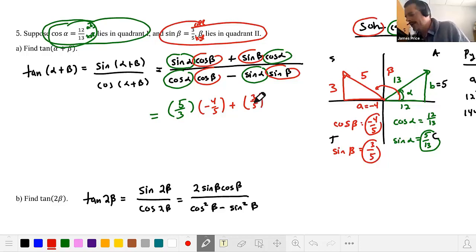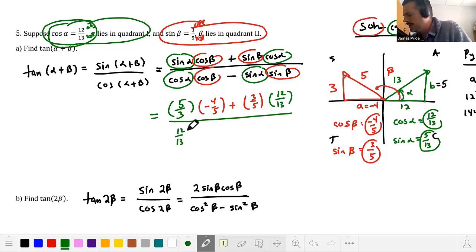And then a cosine of alpha. Well, where's cosine of alpha? That's 12 over 13. Just read it off. And then divided by, we get cosine of alpha again, that's 12 over 13. And then times cosine of beta, which is negative 4 over 5. And then minus a sine of alpha. Well, where is sine of alpha? It's 5 over 13.